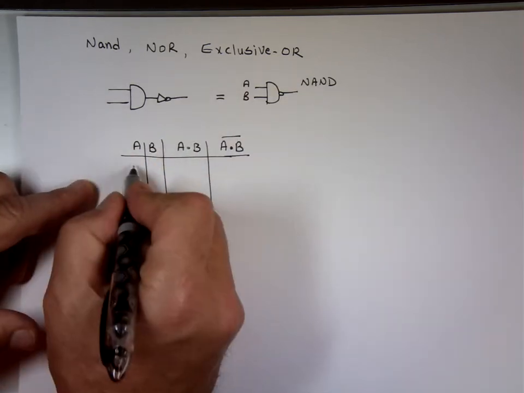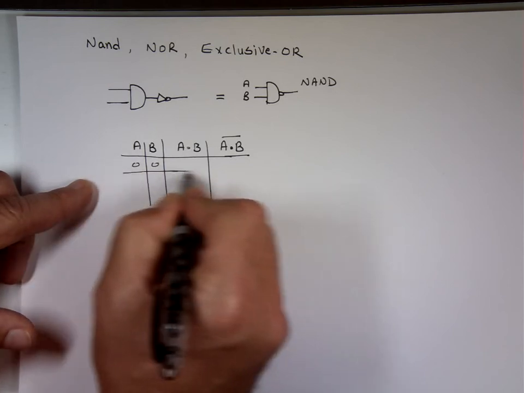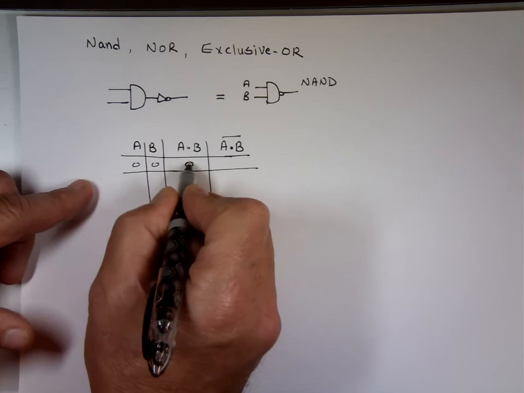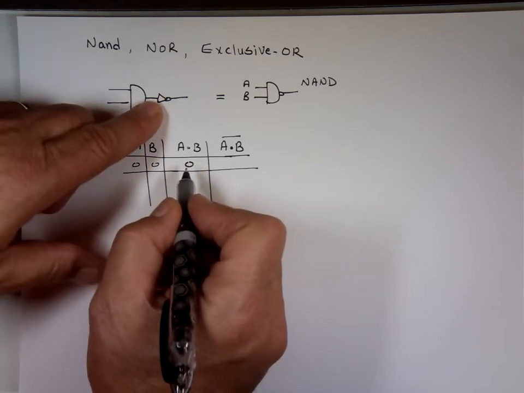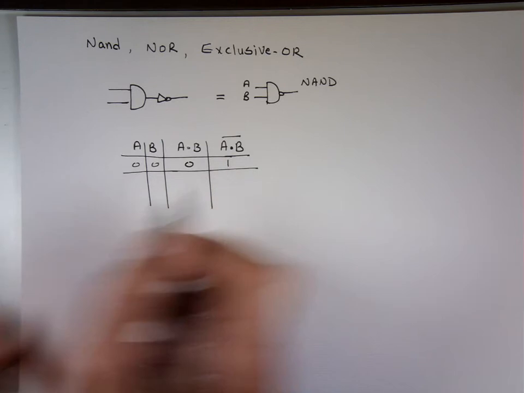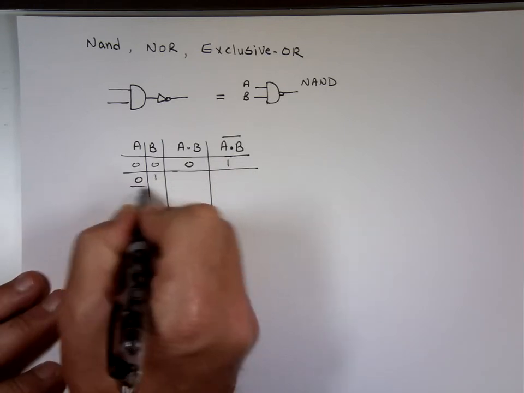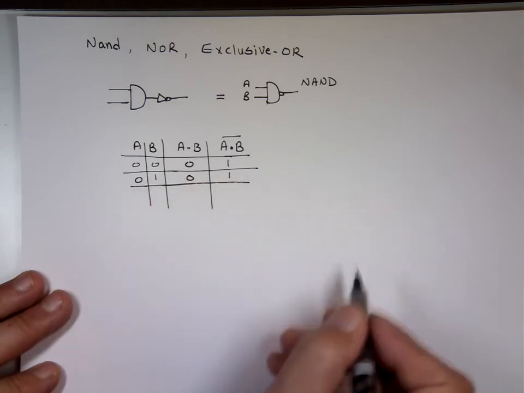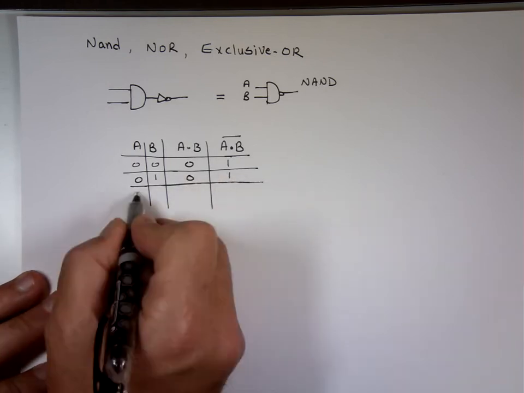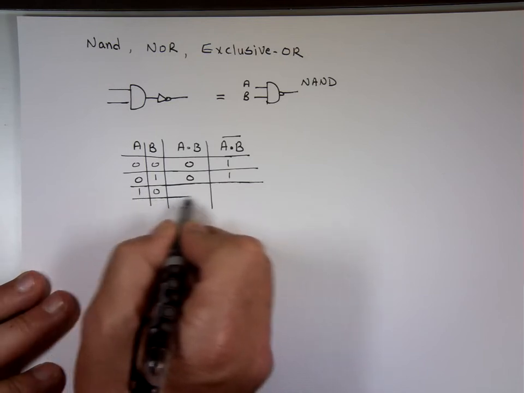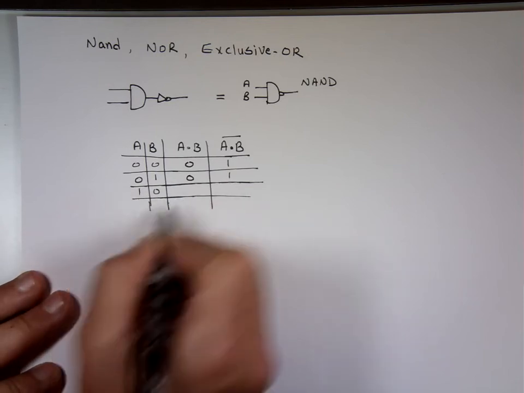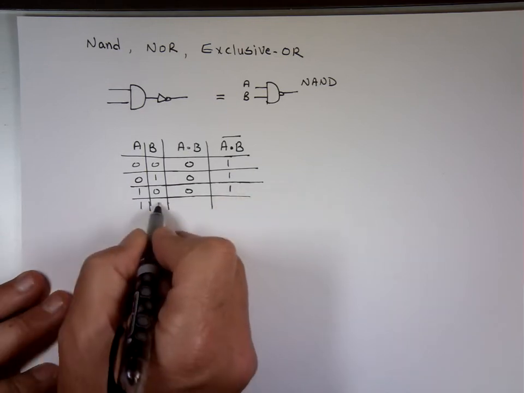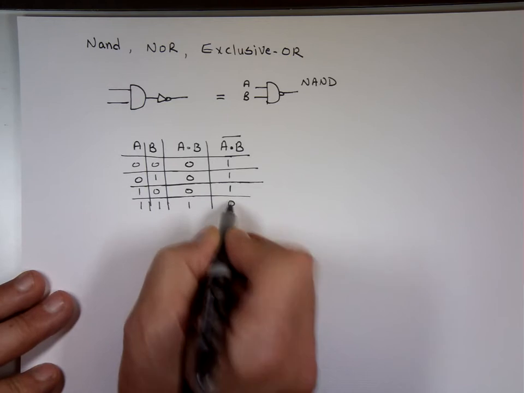So my choice is 0, 0. What is 0 and 0? 0. Complement that, because there's a NOT at the end, you'll have what? 1. Now 0 and 1, it's a 0. Complement that, it's a 1. 1 and 0, that's a 0. Complement that, that's a 1. 1 and 1, that's a 1. Complement that, that's a 0.